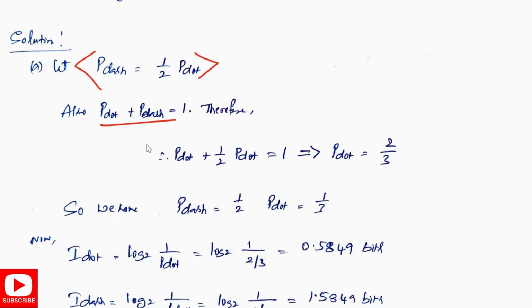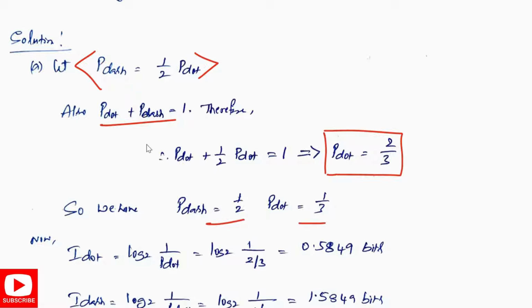So you can write P dot plus half times, substitute it, half times the P dot is equal to 1. So P dot probability is 2 by 3. Similarly, for P dash it is 1 by 2 and P dot it is 1 by 3. So we have this given.